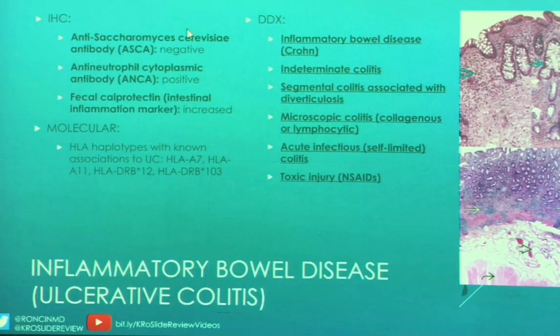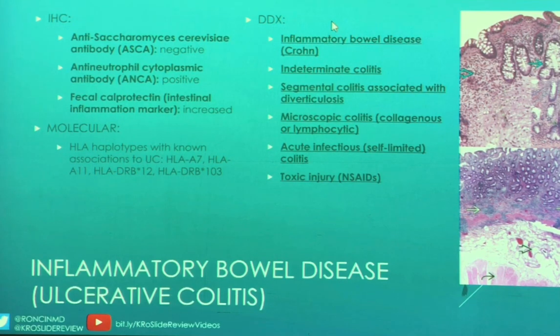Okay, so remember how I said ASCA and ANCA are important for Crohn's? Well, you have the reverse pattern in ulcerative colitis, okay? As far as molecular, whereas it's the NOD2 mutation in Crohn's, there are known HLA haplotypes that are associated with Crohn's disease. So I wrote down the ones that are known to be associated with ulcerative colitis.